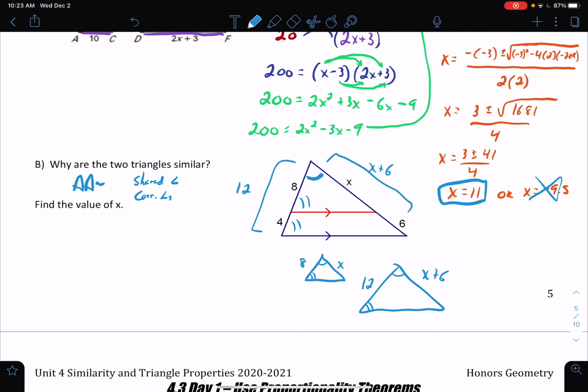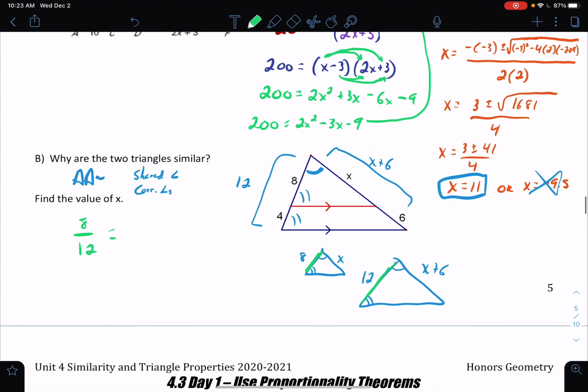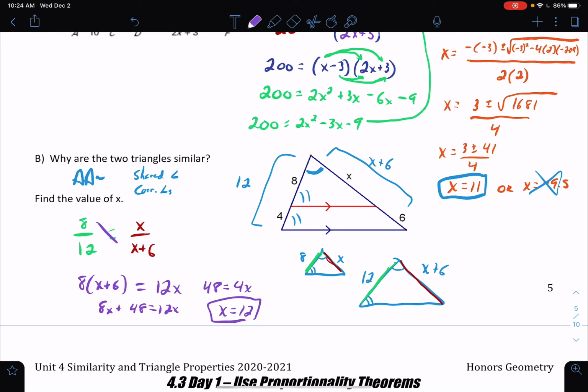So if I set up my proportion, 8 over 12 equals x over x plus 6. So if we cross multiply, we got 8 times x plus 6 equals 12 times x. So 8x plus 48 equals 12x. 48 equals 4x, so x equals 12.